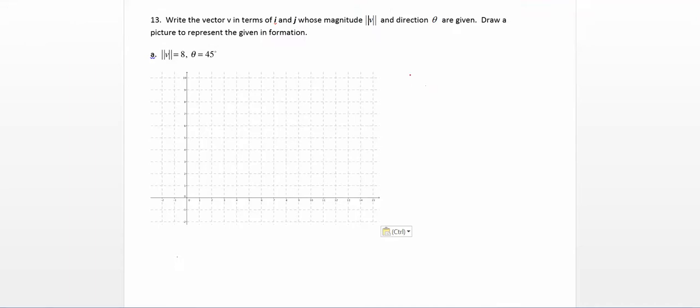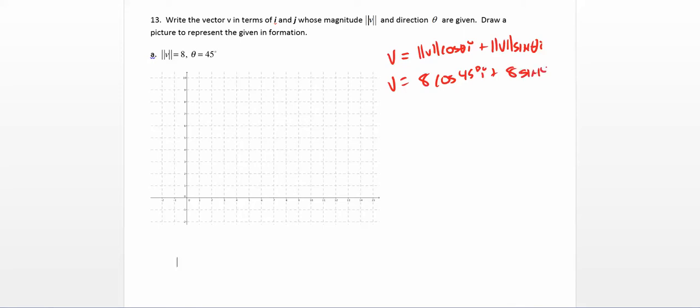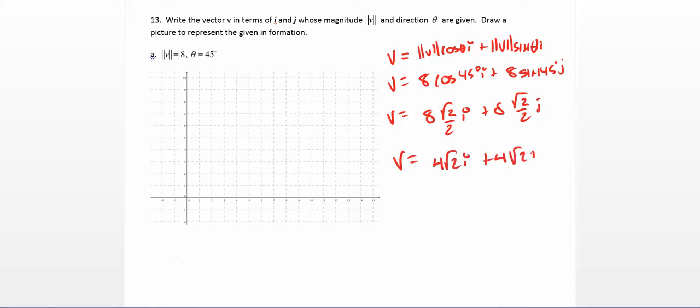So for number 13, we can write vector v in terms of its magnitude times cosine theta i plus magnitude times sine theta j. So our vector v can be written as 8 times cosine 45 degrees i plus 8 times sine 45 degrees j. That means 8 cosine of 45 degrees is root 2 over 2 i plus 8 root 2 over 2 j. So our vector v can be written as 4 root 2 i plus 4 root 2 j.